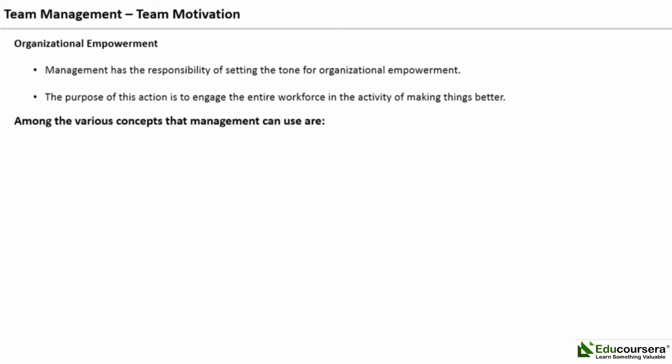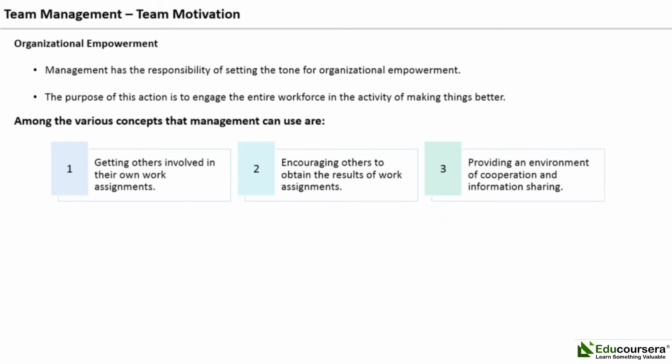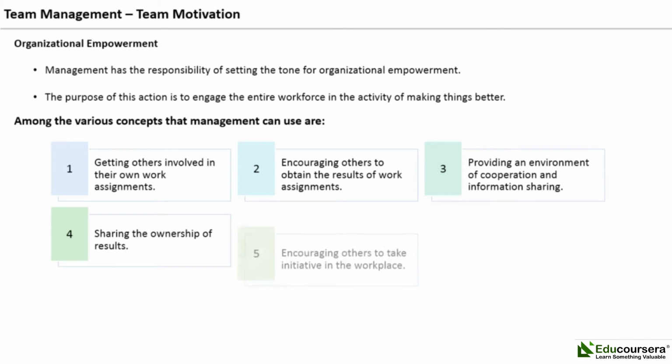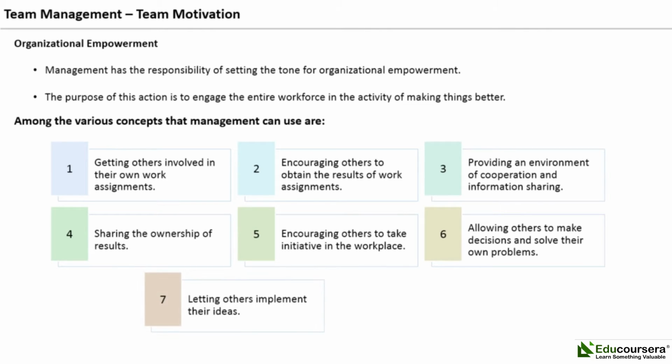Among the various concepts that management can use are getting others involved in their own work assignments, encouraging others to obtain the results of work assignments, providing an environment of cooperation and information sharing, sharing the ownership of results, encouraging others to take initiative in the workplace, allowing others to make decisions and solve their own problems, letting others implement their ideas, recognising successes and contributors.